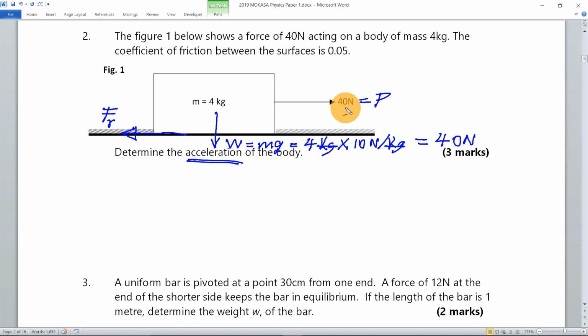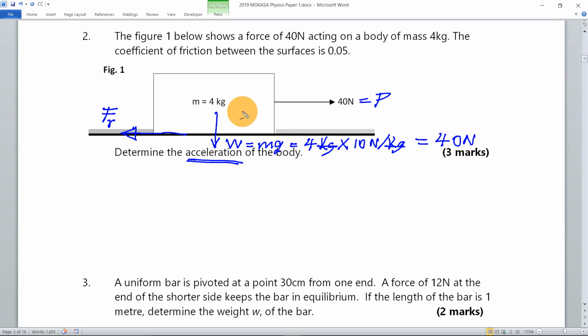It appears to be equal to the pull, but don't worry about that. This one is just by coincidence. This force may have had any other magnitude, 50 newtons, 30 newtons, and so forth. So don't draw any conclusions here that the pull is always equal to the weight. That is not the case. It just happens to be equal to the pull at this particular point.